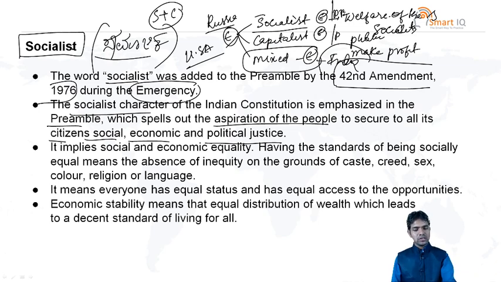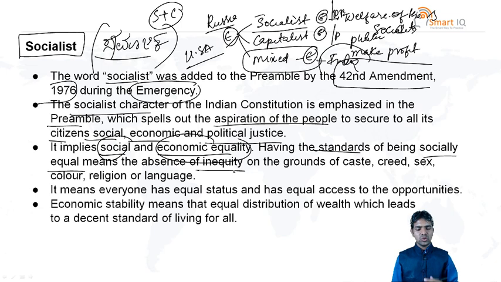So the socialist economy is nothing but the welfare of the state. Here, whatever it does, it makes laws, rules, and regulations for the welfare of the state. That's the reason it is very important for a democratic country like India. Here it implies social and economic equality. The socialist economy talks about social as well as economic equality, having a standard of being socially equal, and the absence of inequality.